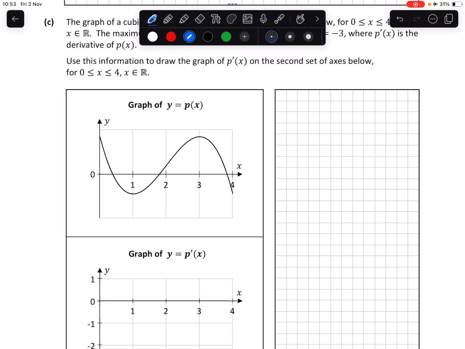So, there's a few things we can take from this. First of all, looking at this top graph here, we can see that it's a cubic and it's a negative cubic. So that's one thing we should take down first of all, so it's negative.